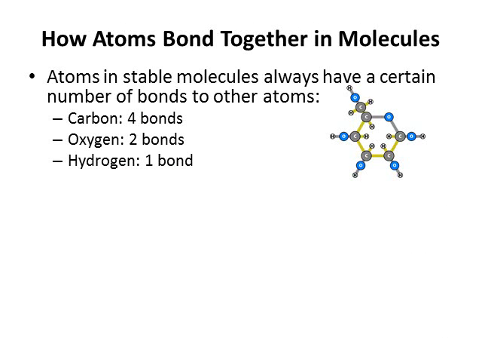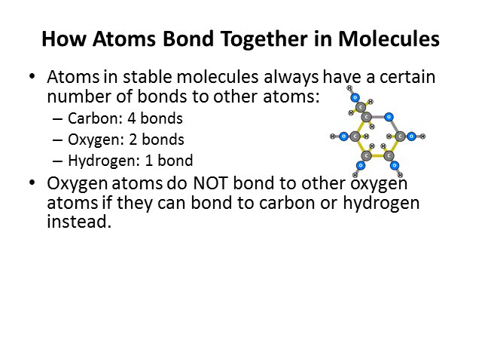I just want to remind you of the rules about how atoms bond together to form molecules. This will be useful as we move into digestion and later into biosynthesis. First, each atom has a preferred number of bonds it likes to make. Carbon likes to make 4 bonds, oxygen makes 2, and hydrogen makes 1 bond. Oxygen atoms do not bond to other oxygen atoms if they can bond to carbon or hydrogen instead.